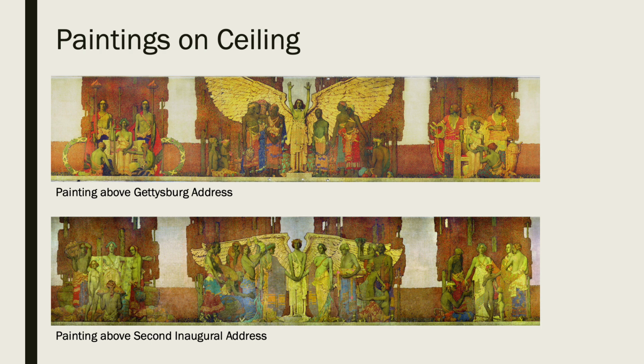If we take a look at the painting I've included here below, this would be the painting that you would see above the second inaugural address inscription. Here we can see that the painting shows the angel of truth unifying two sides, representing the north and the south. On the left-hand side of the painting is a representation of fraternity, and on the right-hand side is a representation of charity.